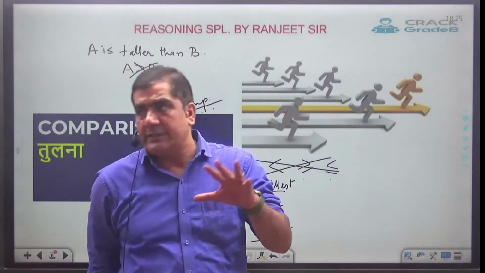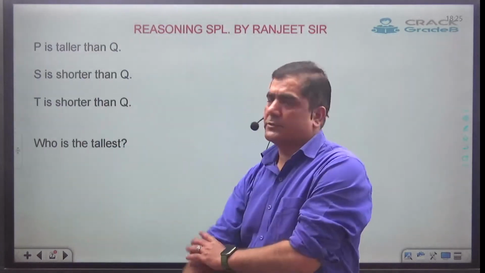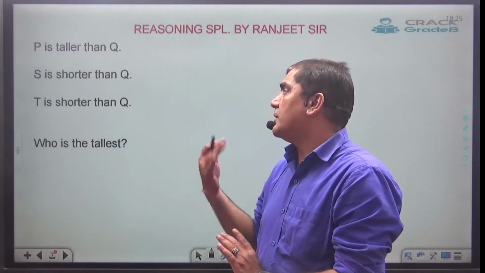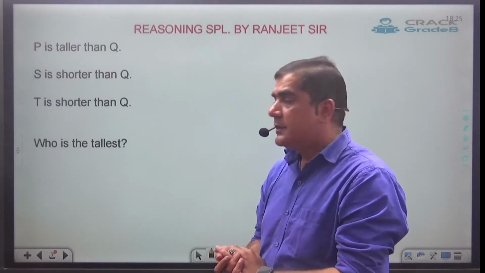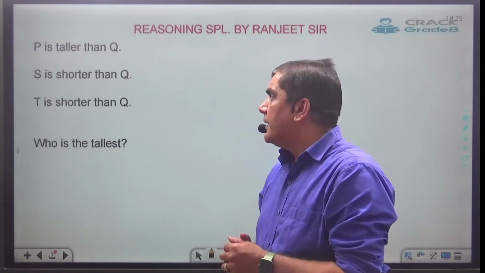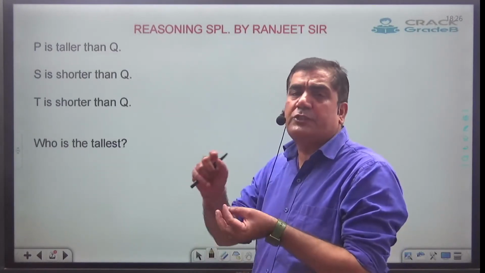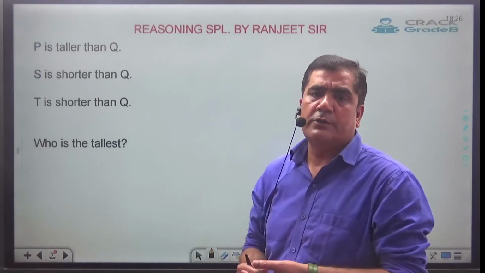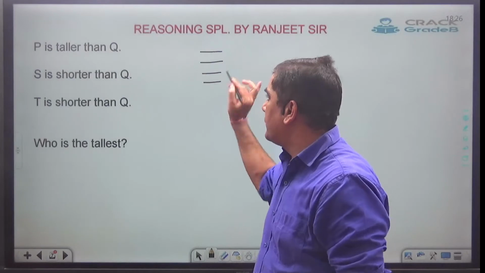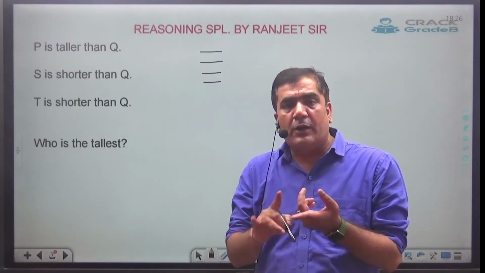Clear? Now let's take an example. Suppose they have given: P is taller than Q, S is shorter than Q, T is shorter than Q. Then the question is, who is the tallest? Simple example. Now, whenever any statement based on comparison comes, you have to change the style of reading also. First thing, I need to arrange them vertically. And moreover, now you need to change your style of reading also.